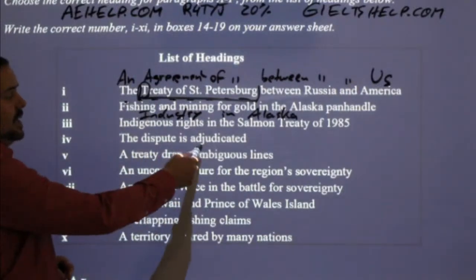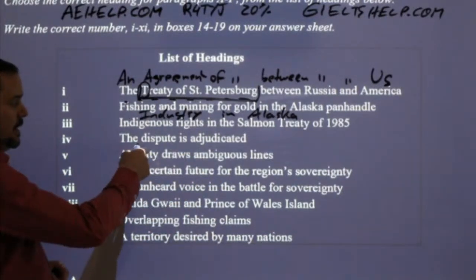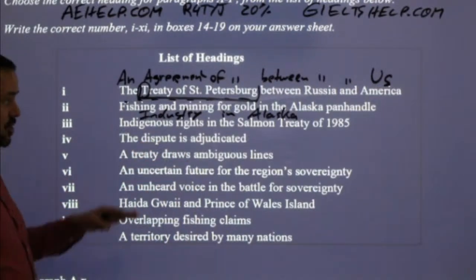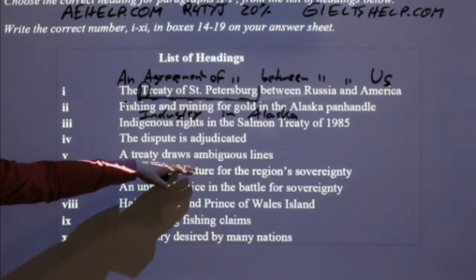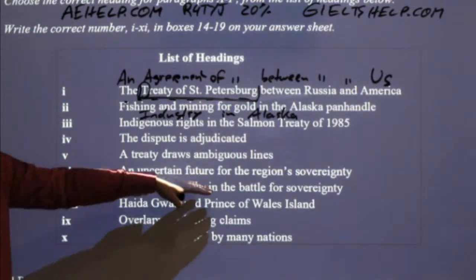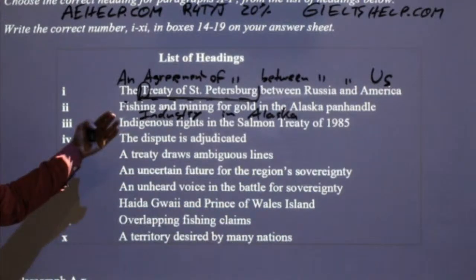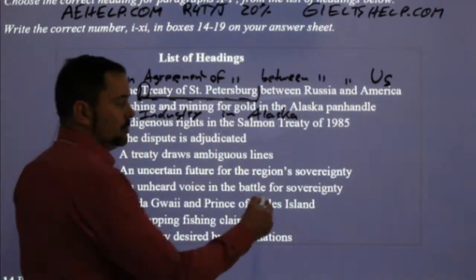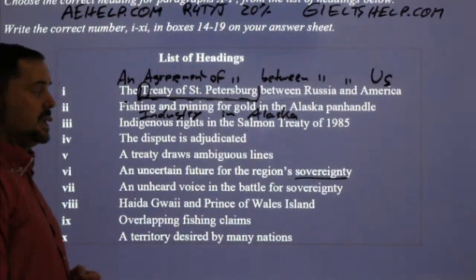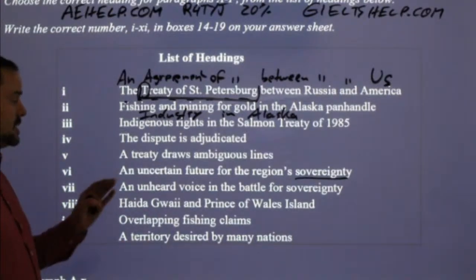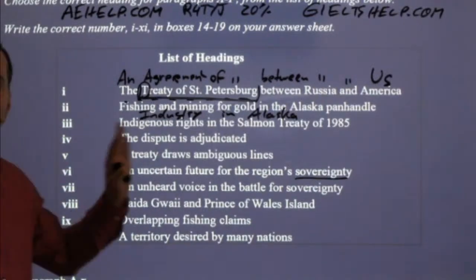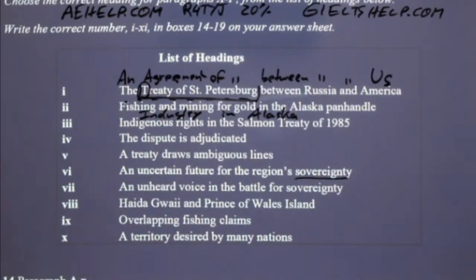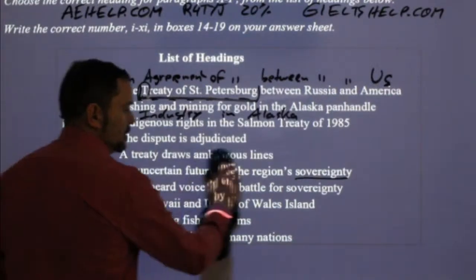So the dispute is adjudicated. So the conflict is judged. Okay, the treaty draws ambiguous lines. So the agreement creates unclear lines, an uncertain future for the region's sovereignty. And I do as much of it as possible. If I don't know the word sovereignty in English or in French, then I just leave it, okay? So whatever words I'm not clear on, I don't worry about them at this point, okay? And I paraphrase the words I can and think about them in different ways, okay? So that's all I do.